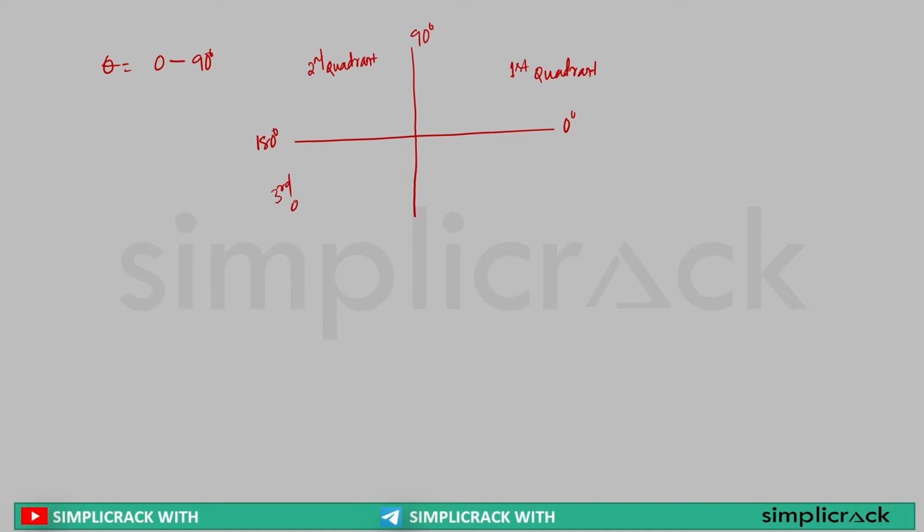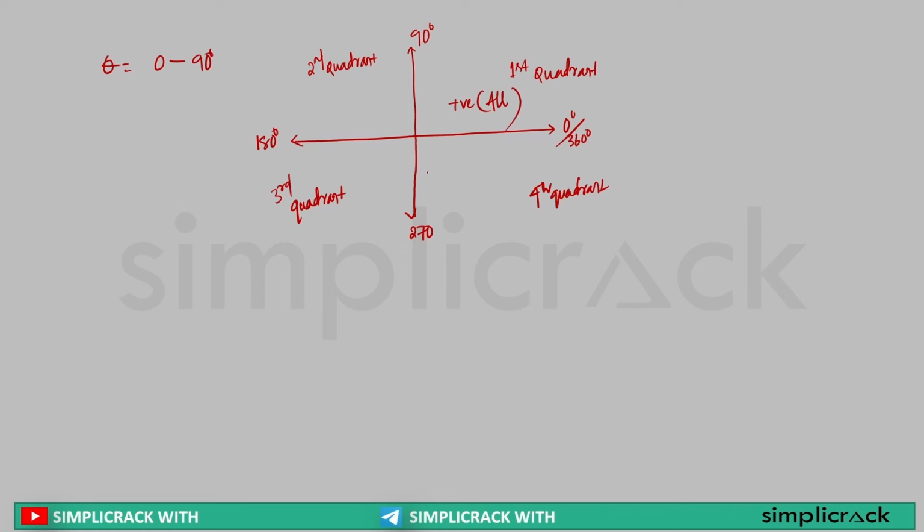This is the third quadrant, which means 180 degrees to 270 degrees. This is the fourth quadrant, which means 270 degrees to 360 degrees. Clear? Now, when we take the value of theta as 0 to 90, for all of sin theta, cos theta, cot theta, whatever theta you take, all the values from 0 to 90 degrees will be positive. Here, all values are positive.